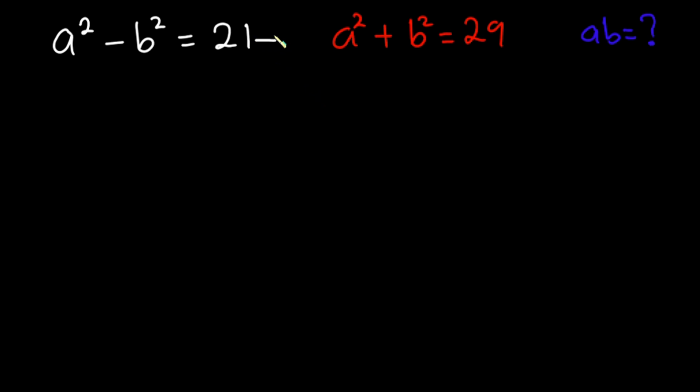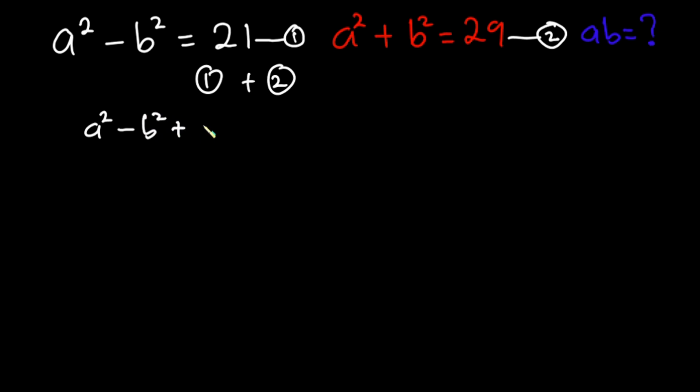First, we're going to call this equation 1 and then call this equation 2. Then from here, we can say equation 1 plus equation 2. Now, considering the left-hand side of equation 1, we have a squared minus b squared. Then from the left-hand side of equation 2, we have a squared plus b squared, and this is equal to 21 plus 29.